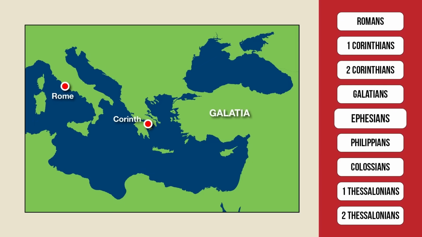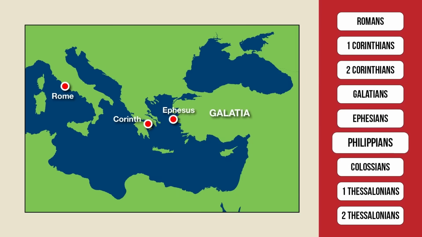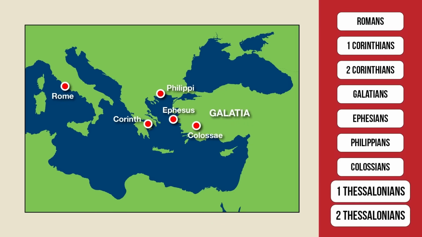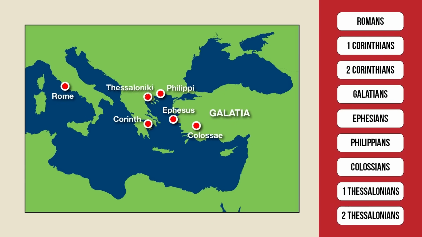We then get Ephesians, which was sent to the city of Ephesus on the coast of Anatolia. Next, Philippians, sent to Philippi, a city in ancient Macedonia, named after Alexander the Great's father, Philip. Colossians was sent to the city of Colossae, yet another city in Anatolia. Finally, 1st and 2nd Thessalonians were sent to Thessaloniki, which is in the same region as Philippi.